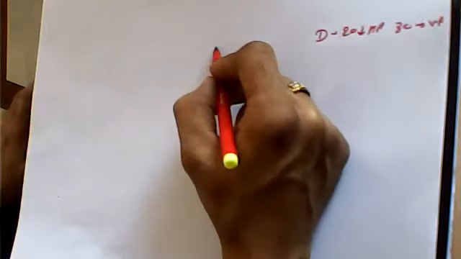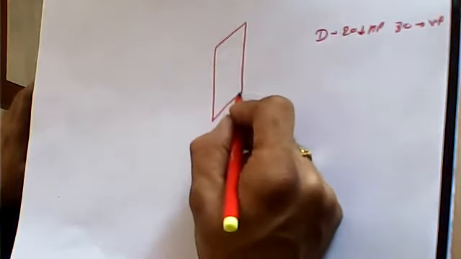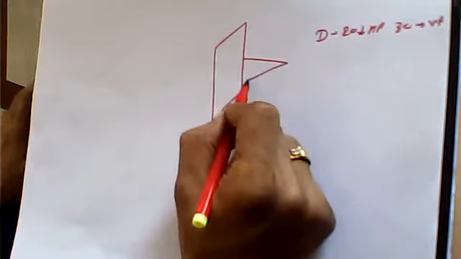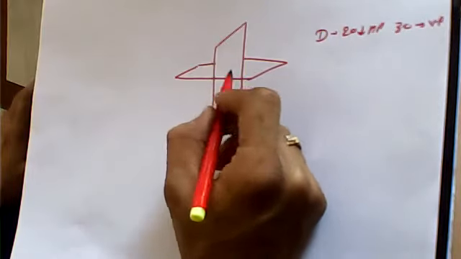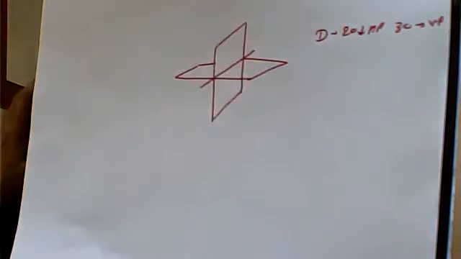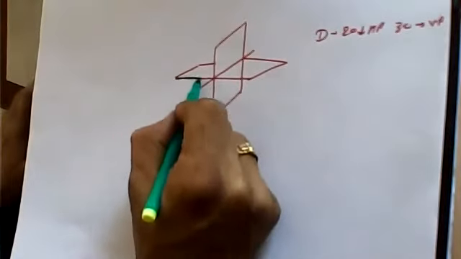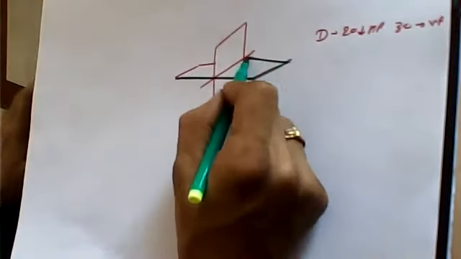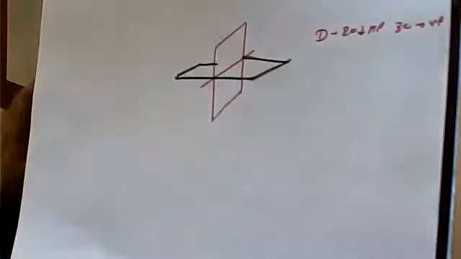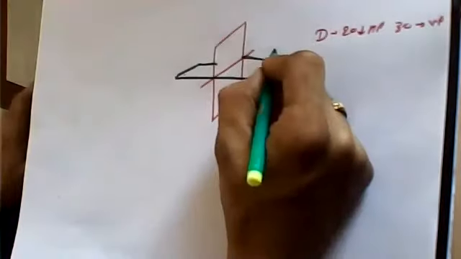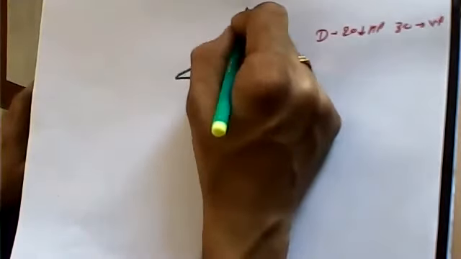Let me draft it in a similar manner what we have presented earlier. We'll be having a vertical plane and a horizontal plane, and this is going to be the reference. Okay, ये horizontal plane है और ये vertical plane है. So this is horizontal plane, this is vertical plane.